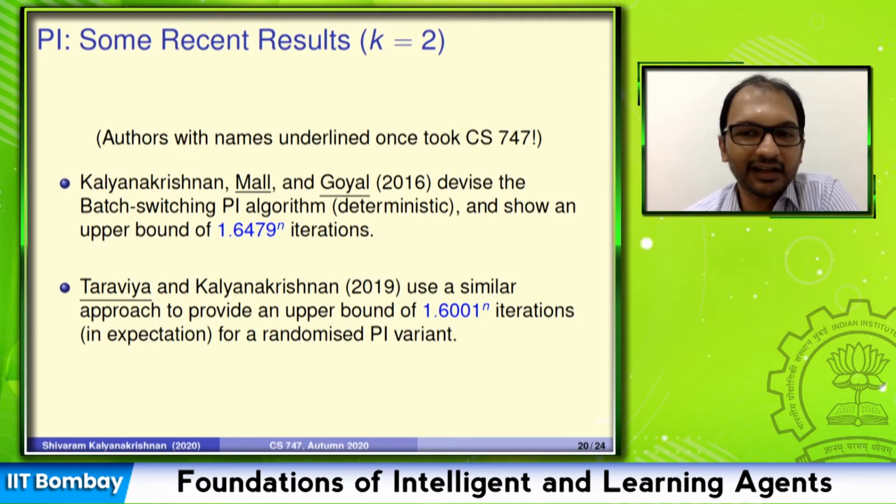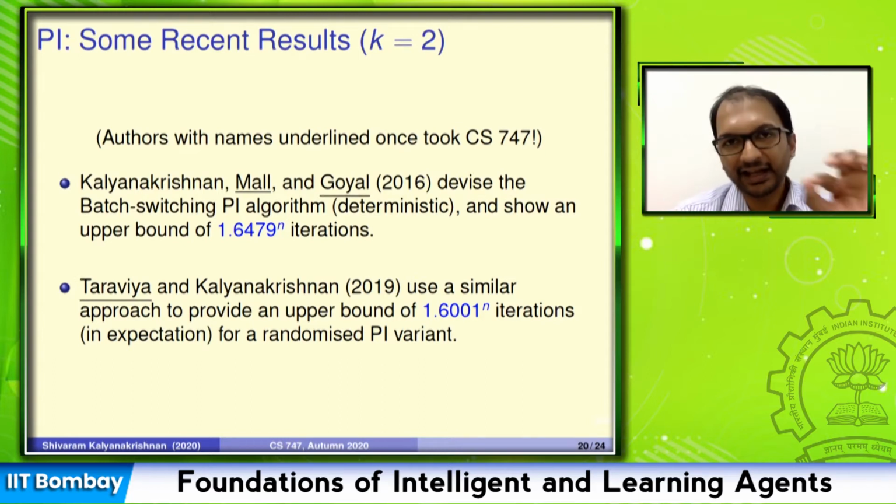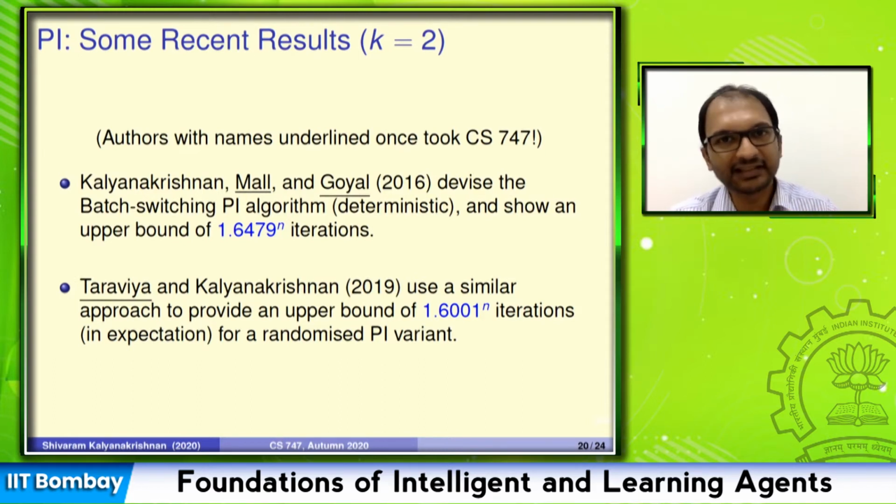We've not published that yet, but this is work along with Meet Taraviya, from a paper that we published only last year. Remember, when I'm giving bounds for randomized variants, it's the expected number of iterations. When you say something is an upper bound for policy iteration, what you mean is that for every n state 2 action MDP, for every starting policy, I'm guaranteeing that the number of iterations you will take is, in one case, 1.6479 to the n iterations or fewer, in the other, in expectation, 1.6001 to the n iterations or fewer. So there's a worst case over all MDPs from that family and all starting policies.